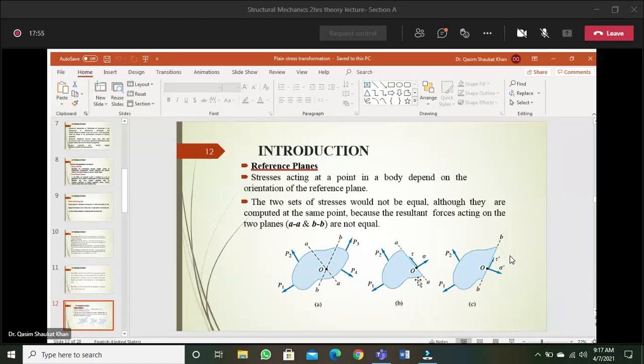Later on today we will derive the equation that if we are given this normal stress and shear stress, and I want to calculate the normal stress and shear stress at any other orientation, then I can link this normal and shear stress with the orientation theta. So if I just know the orientation, I can calculate the transformed normal and shear stresses.